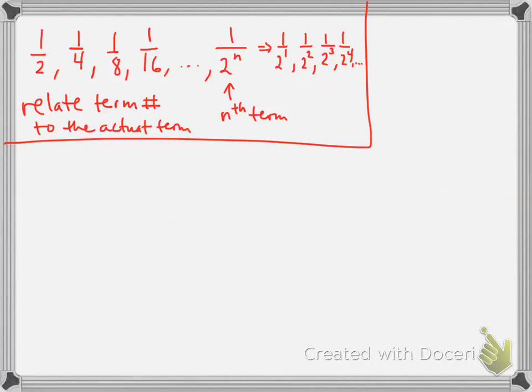Some sequences we have are what we call recursive, and they're defined recursively. To define a recursive sequence, you have to have one or more of the first few terms. You have to know what they are. All of the other terms in the sequence are then defined using the first few terms. For example, the Fibonacci sequence is a prime example of a recursive sequence.